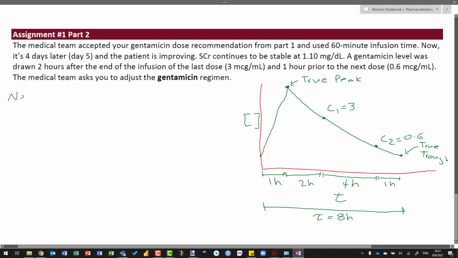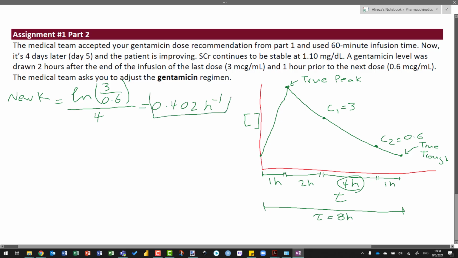So we can actually calculate a new K, which is more precise for this patient. Basically you say ln of your C1, which is 3, divided by C2, which is 0.6, and then this is divided by the time between the two. We calculated this to be 4, so 4 goes here in the denominator. That will give us 0.402 in inverse hours. So from now on, we're going to use this K for any calculations we do.